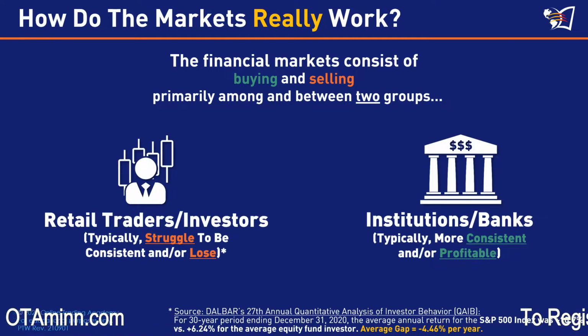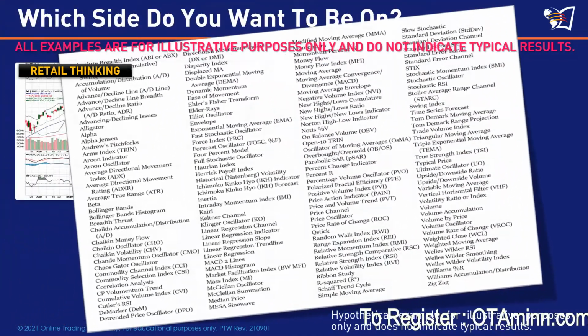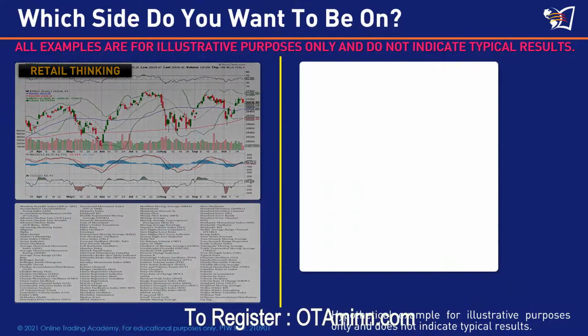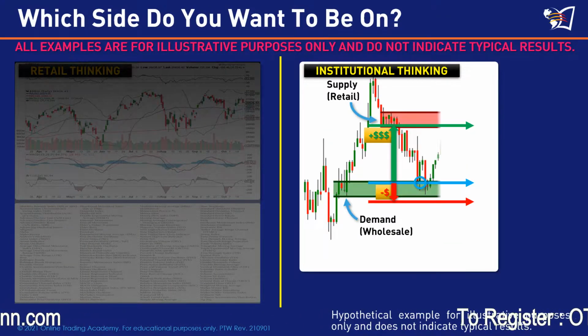Retail investors typically struggle, haven't been educated on how to trade and invest. Then you have the institutions, the banks, are always consistently profitable year after year after year. But they do things a little bit differently. If you look here, you can see that the retail investor puts all these different indicators on their charts. Well, if you look at the institutions, they keep things simple. They are buying at wholesale and selling at retail. So what do we want to do? We want to trade like that.